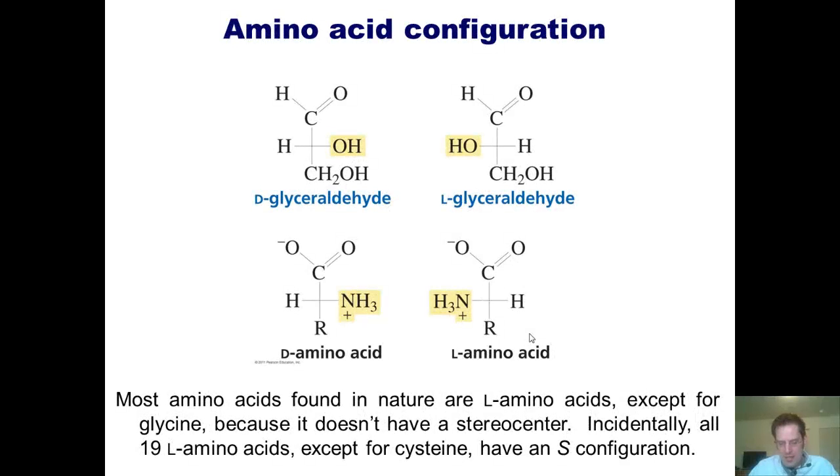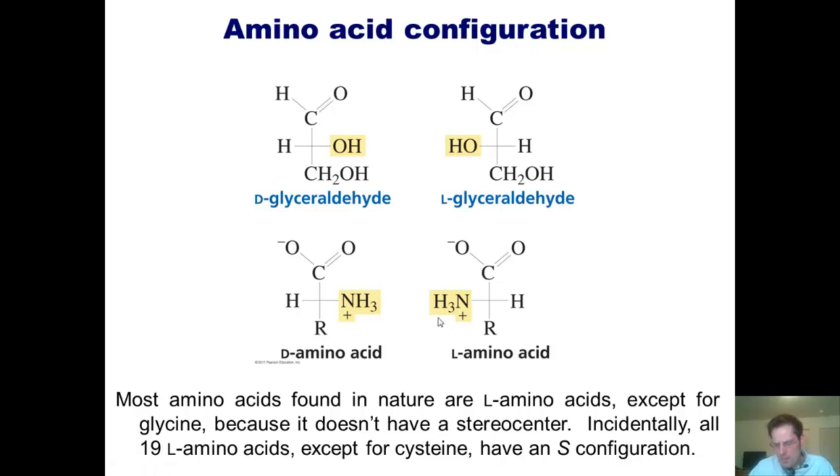Now, as we learned back in Chapter 22, amino acids can also be drawn as Fischer projections, just like simple carbohydrates. You might remember from Chapter 22 that simple carbohydrates in nature all have the D configuration, that is, the configuration where the OH is pointing to the right in the Fischer projection. Oddly enough, the opposite is true for amino acids. That is, most amino acids found in nature have the L configuration, with the amino group pointing to the left in the Fischer projection.